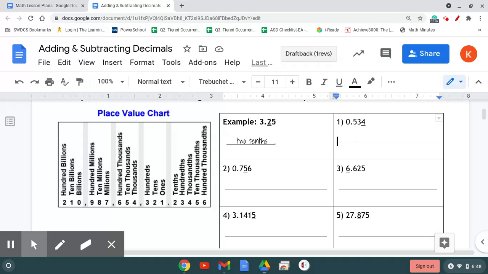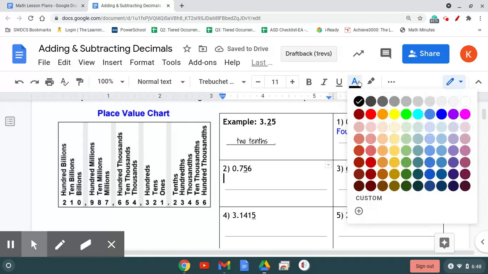All right, let's look over here at number 1. So we have 0.534. What place value is this 4 in? So we have ones, here's a decimal, tenths, hundredths, thousandths. So we know it's in the thousandths place, and then it's a 4. So we need to say 4, underline that, 4 thousandths. 4 thousandths is what you should have.